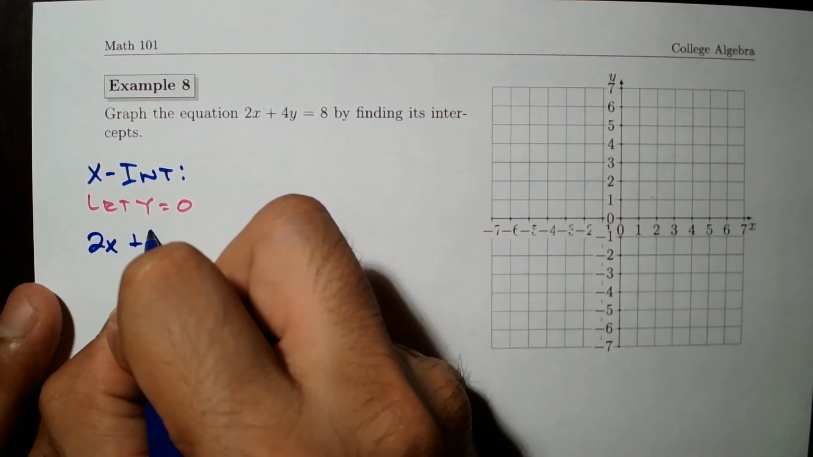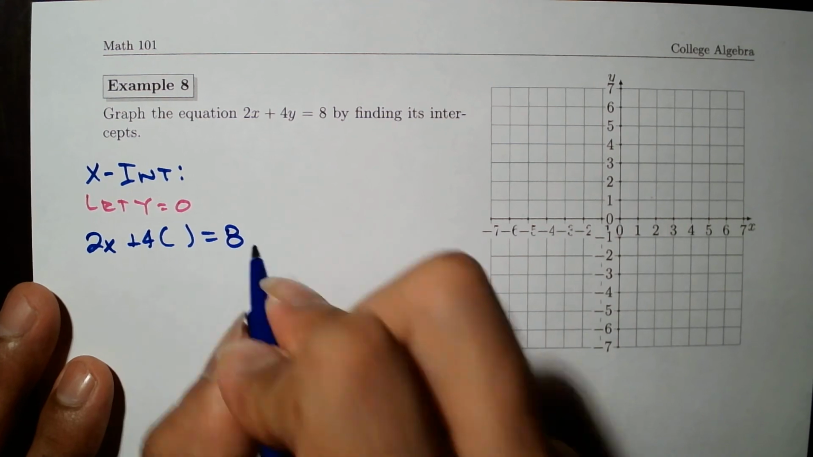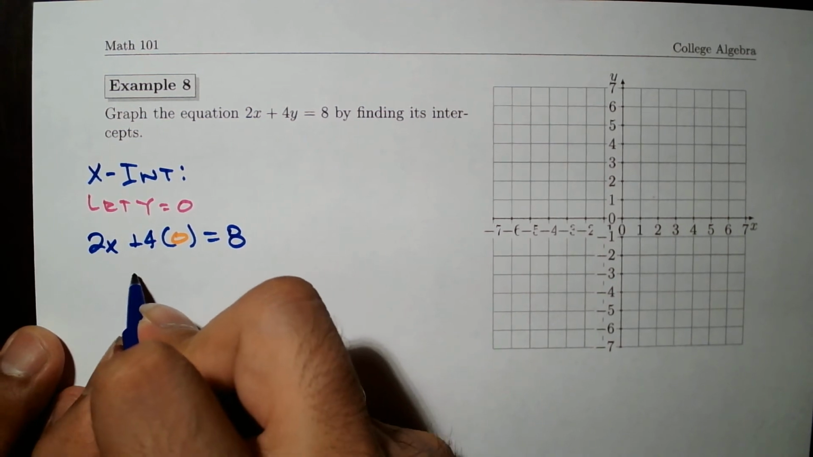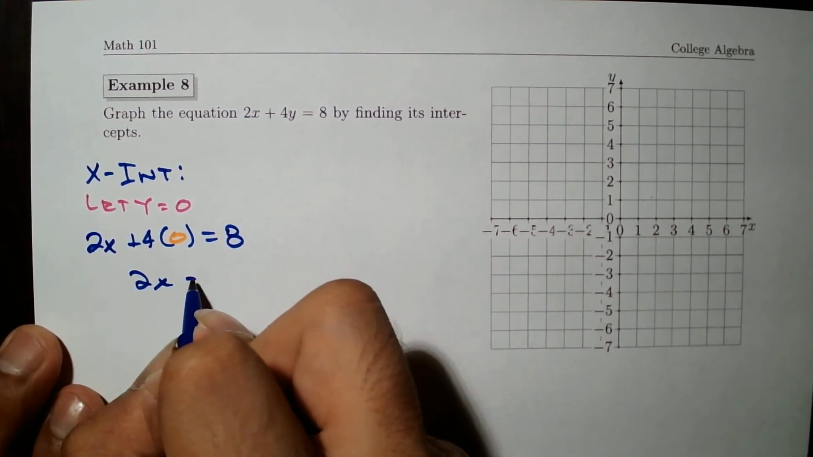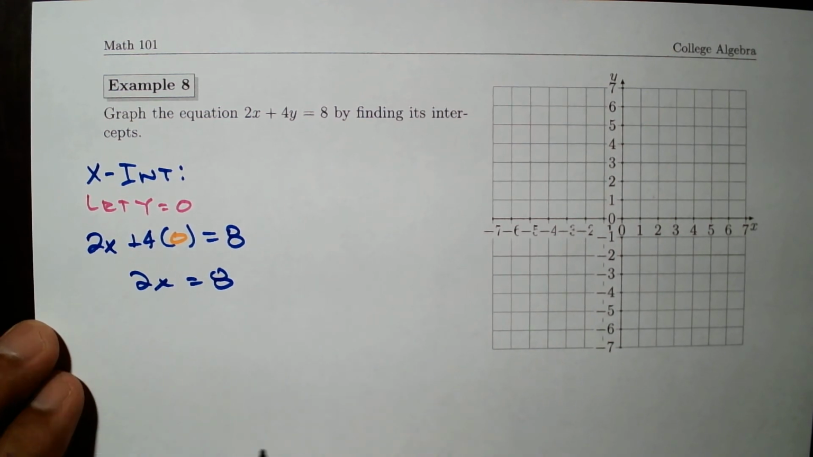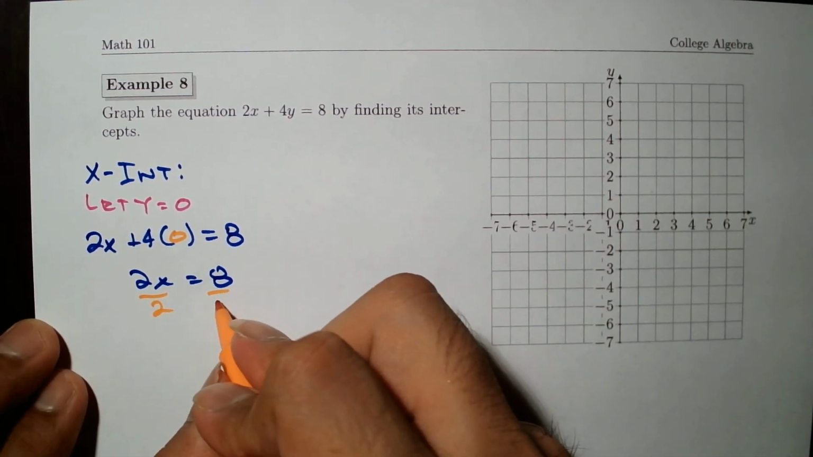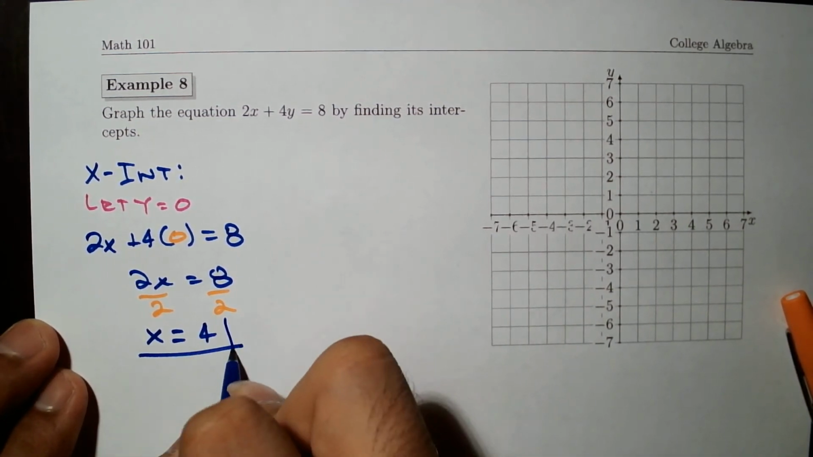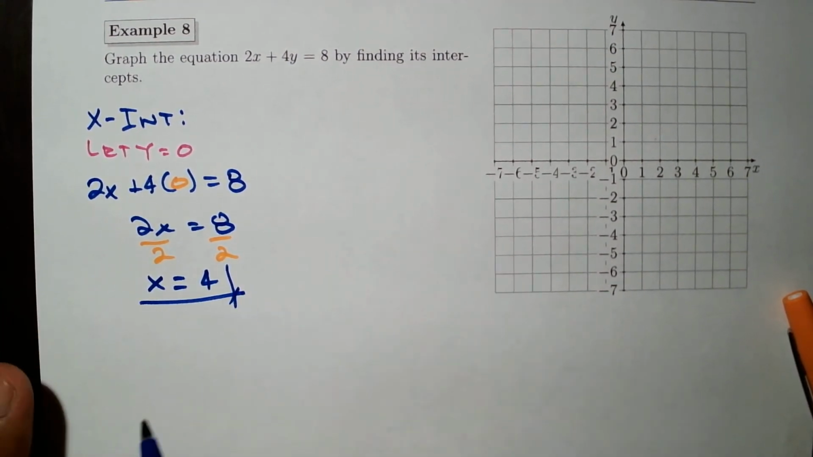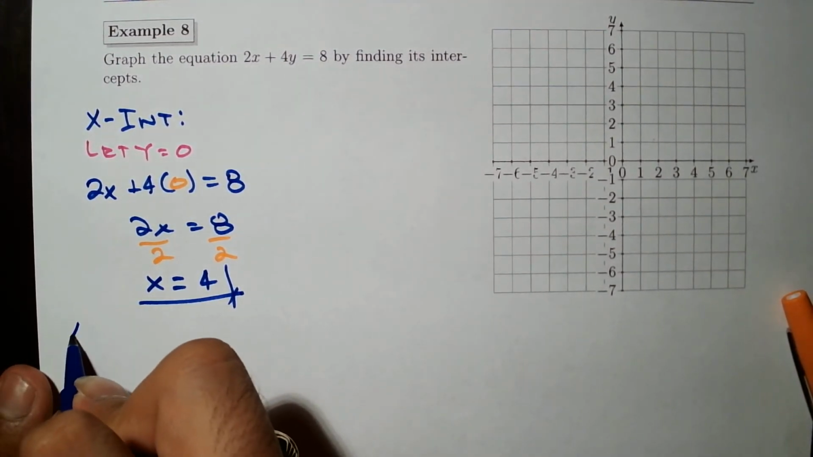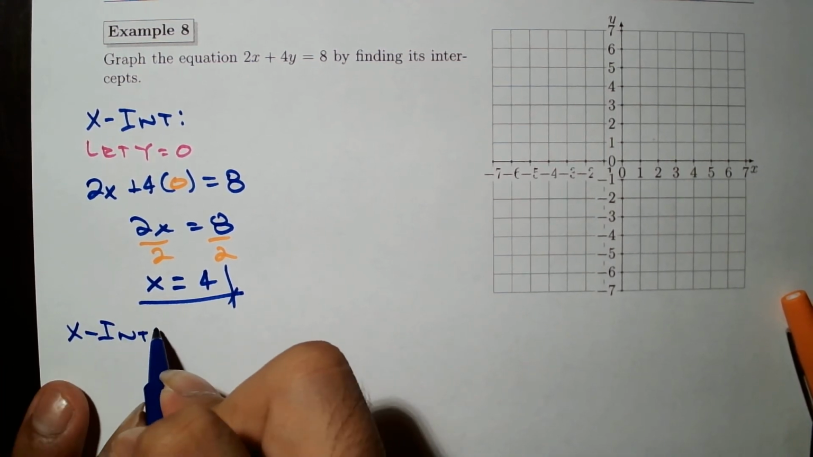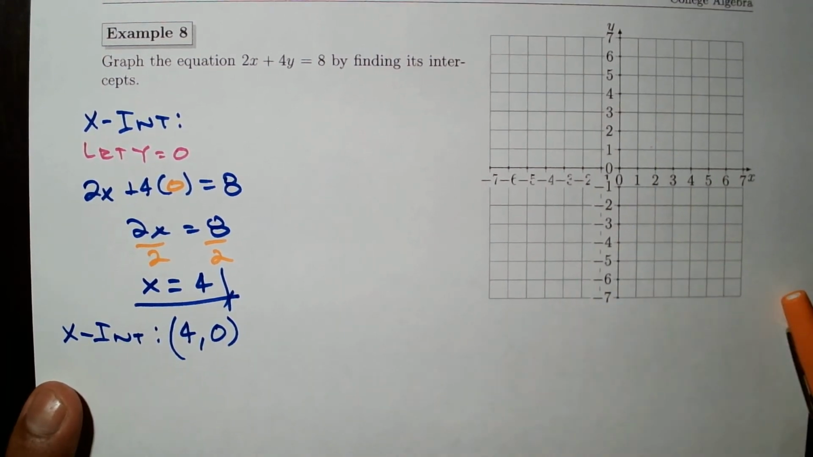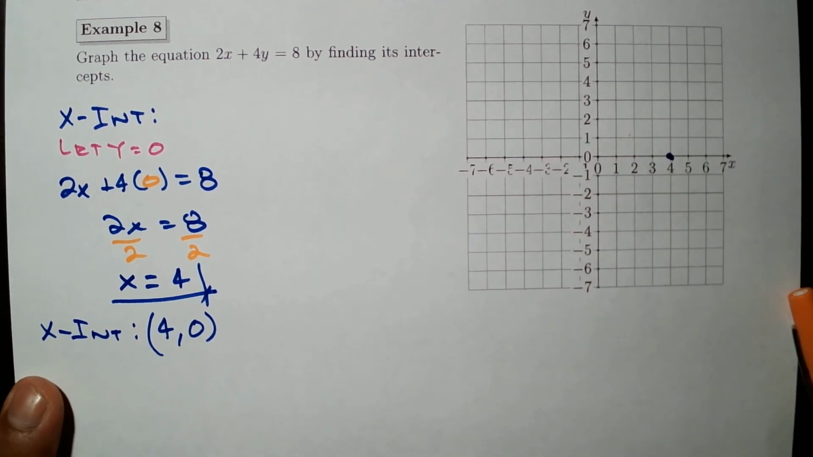So 2x plus 4 times 0 equals 8. 4 times 0 is 0, so 2x plus 0 is 2x equals 8. Then divide both sides by 2 to get x equals 4. That's the solution, not the intercept. So the x-intercept will be 4, 0. Let's plot that point, 4, 0.